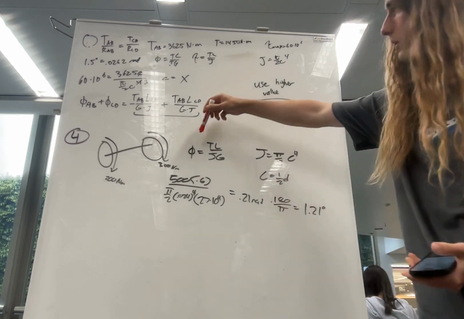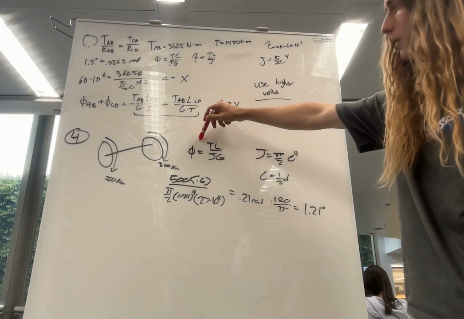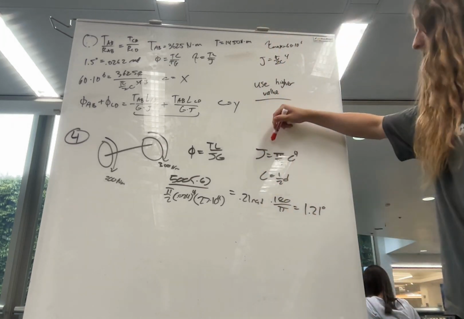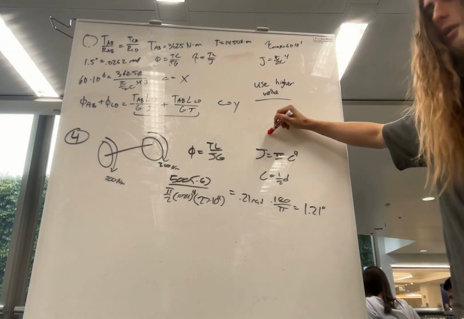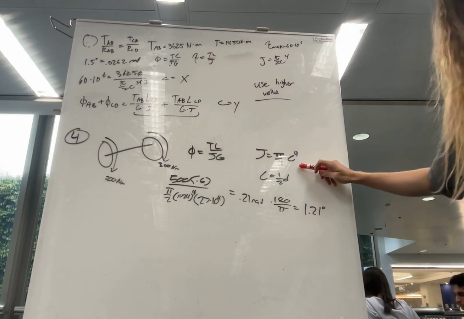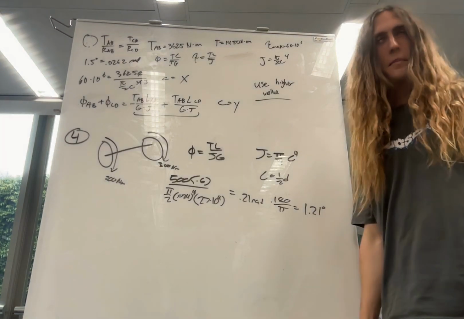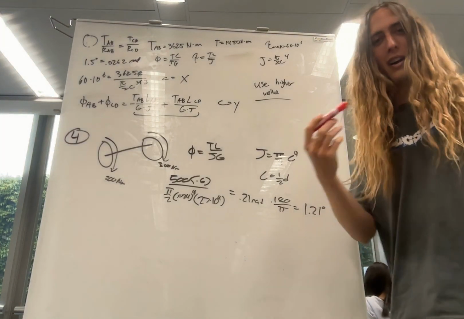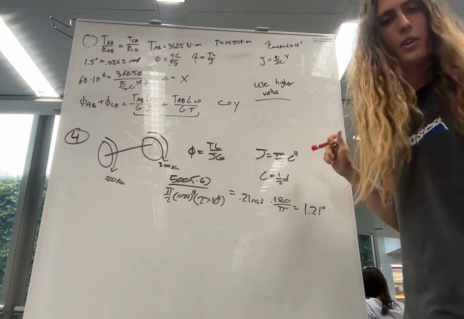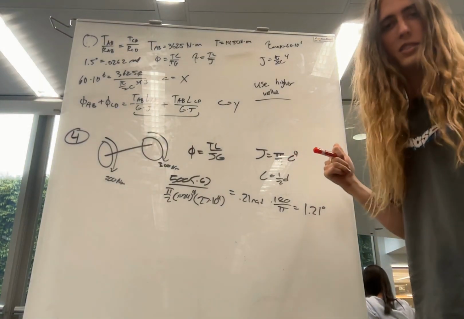We're going to use our angle of twist equation: phi is equal to TL over JG. In this case, J is our polar moment of inertia. And one important thing to remember is when you see these equations and they use C, we messed this up, or at least I did, when going through this. C always means radius in this case. D is diameter.